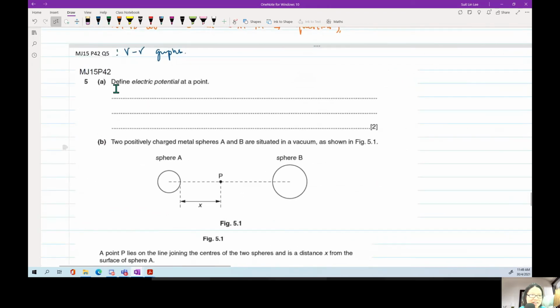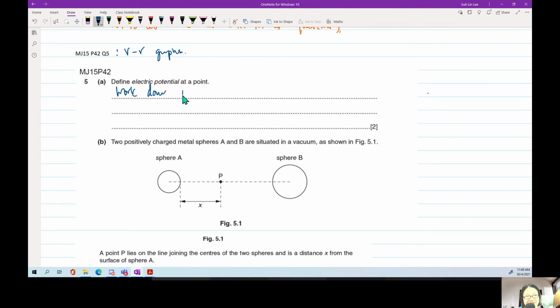Okay. Define electric potential. I can scroll up and copy, but I'll write for you lah. Work done in bringing a unit positive charge from infinity to a point in the electric field.